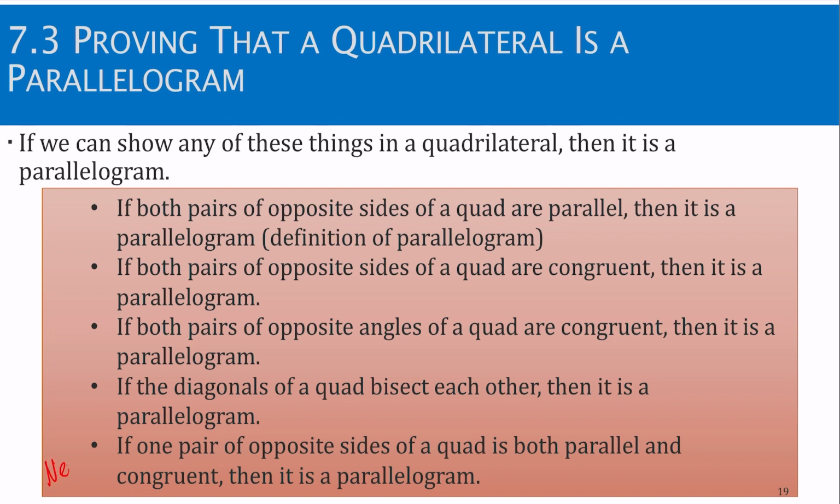And then the last one is new. If one pair of opposite sides is both parallel and congruent, so one pair is both parallel and congruent, then it's a parallelogram.